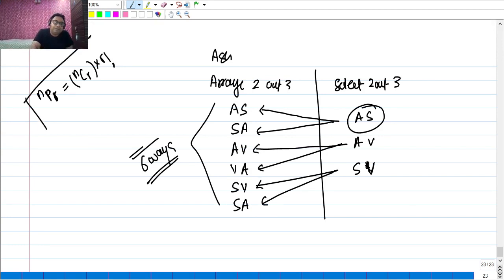This is a beautiful explanation. nPr is equal to nCr into r factorial. So what is arrangement? When you select and then you arrange them. Once you select and then arrange them, you get the order of the objects. This is it, guys. I hope now I am very clear.